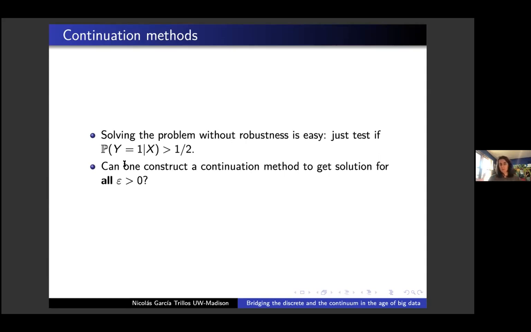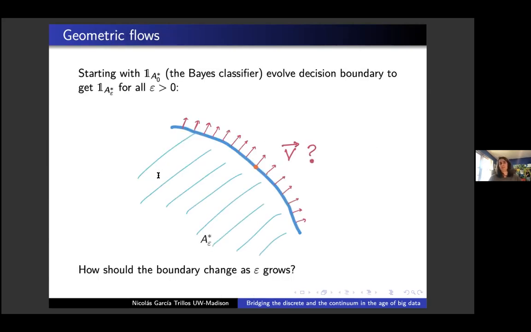Now, what we're going to do is take a more dynamic perspective. We're not going to imagine that we have a single problem, where you give me epsilon and then I have one problem. Instead, we're going to imagine that we have an ensemble of problems, and we would like to have a way to construct solutions for all problems for all epsilon greater than 0. Okay, so that's the idea.